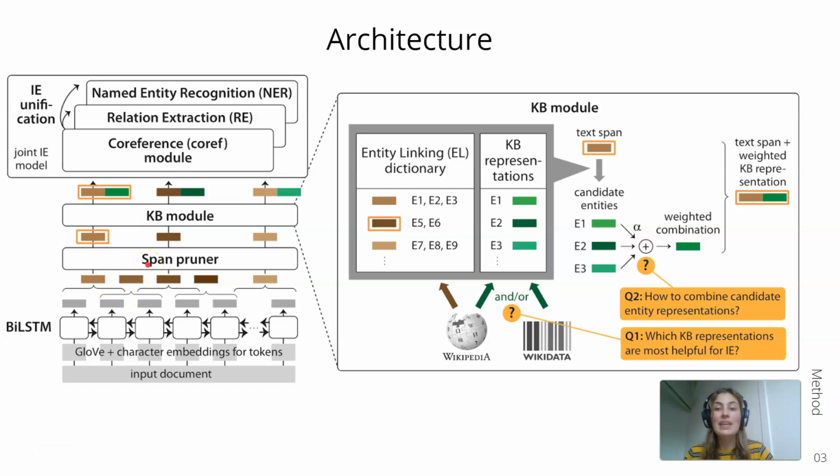More concretely, here we see the span entering the KB module, where the algorithm looks up the text in a general dictionary, which returns the possible entity candidates. These possible candidates are then combined using a weighted average, resulting in the embedding that is concatenated to the text span. More concretely, in this short paper, we researched how the candidates can be combined and which unstructured source is most helpful.